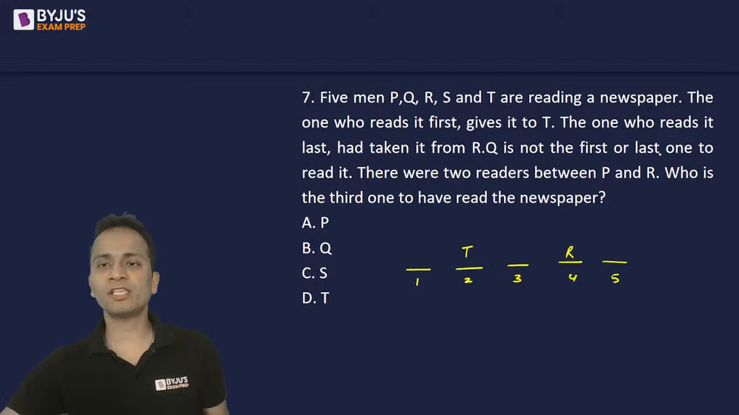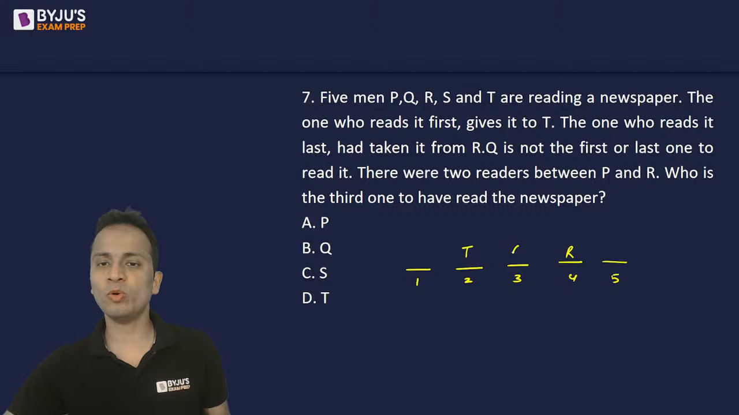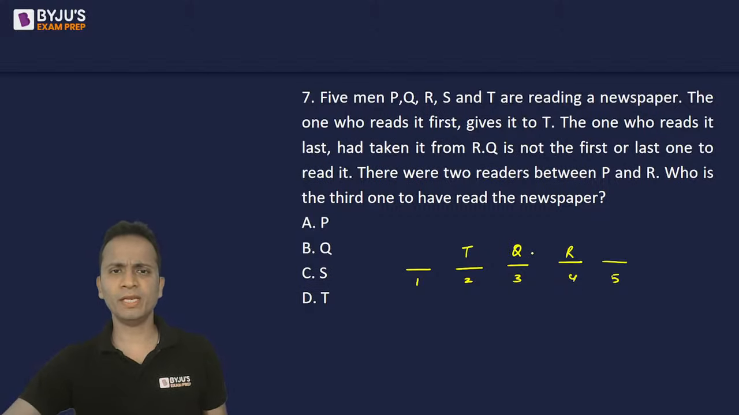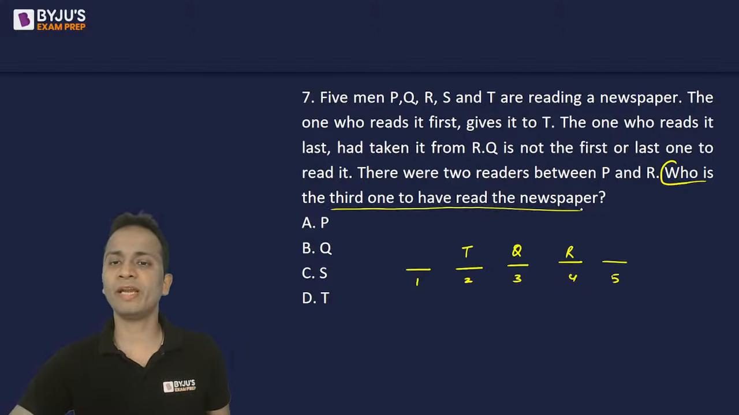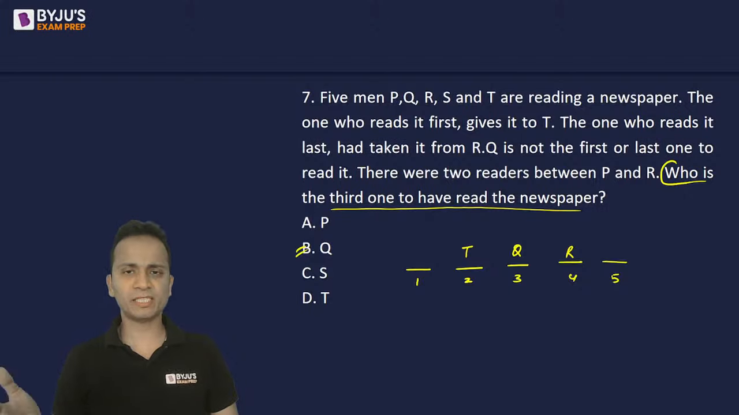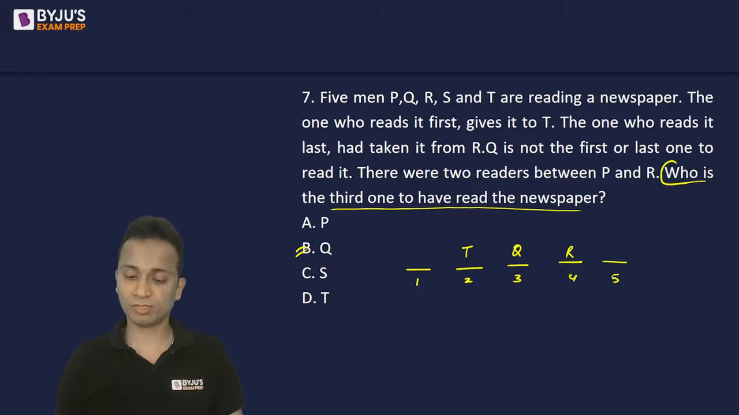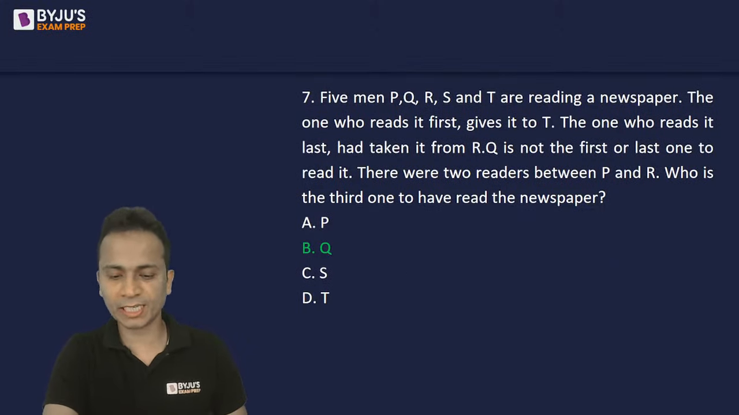Q is not the first or the last one to read. So Q cannot be first or last. So Q has to be number 3. And I think this is what we have to find out. Who is the third one to have read the newspaper? So it is Q, that is option B. So no need to find the first place or the fifth place. It's Q who is reading the newspaper third. So option B, that is Q, is the correct answer.